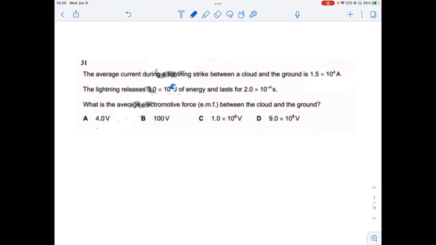This is CIE 0625, part 3 of the predicted paper. In part 1, we have covered question number 1 to 15. In part 2, we have done question number 16 to 30. Now, in part 3, we are going to cover 31 to 40.